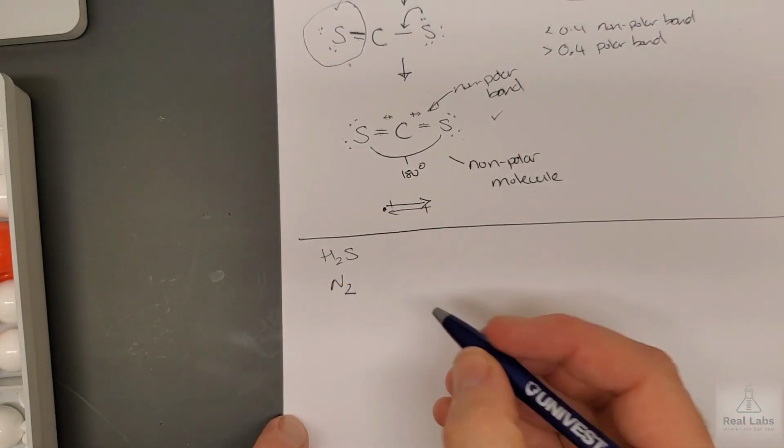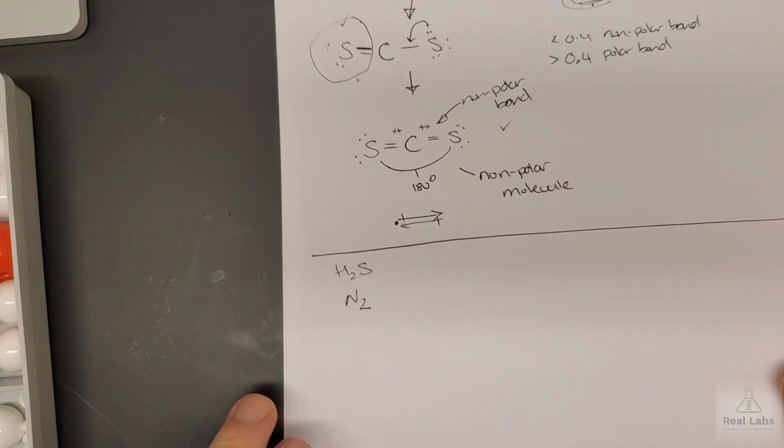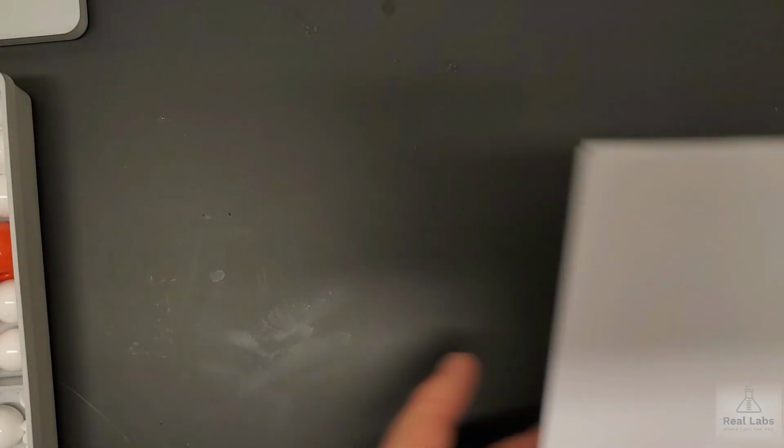The next one I want you to look at is SO4 2-, but I'm going to work through this example with you because this is the first time we've seen one where there's a charge present.